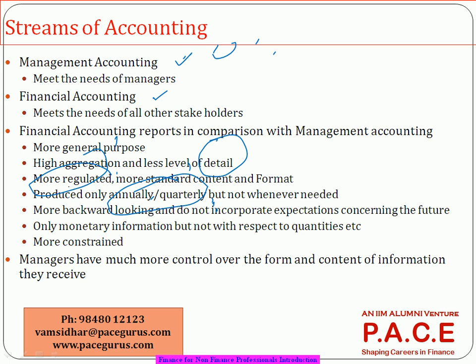Then financial accounting is more backward looking, which is more like historical data. What has happened in the last year? Whereas management accounting is more for the future. How much will I project for the next year? What would be the target for the next year? Right? Budget itself is for the future. So management accounting is more future oriented, whereas financial accounting is more historically oriented.